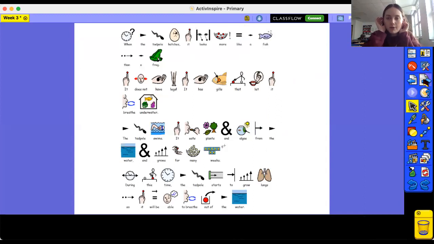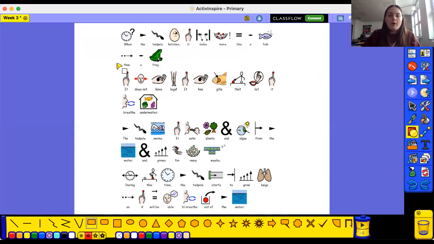We're starting to get to the point now where the tadpole is going to grow. So we need to think about what the tadpole has, what changes it has, and why they are important for the tadpole. When the tadpole hatches, it looks more like a fish than a frog. It does not have legs. It has gills that let it breathe underwater. The tadpole swims. It eats plants and algae from the water and grows for many weeks. During this time, the tadpole starts to grow lungs so it will be able to breathe out of the water.